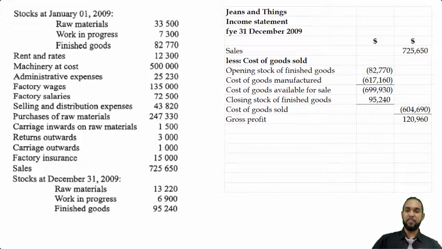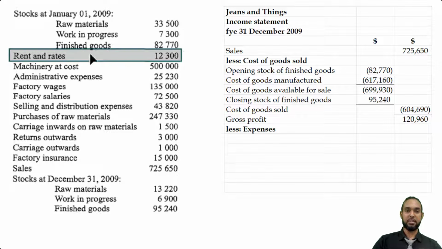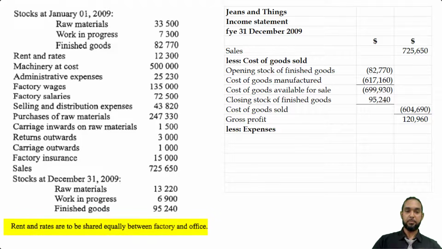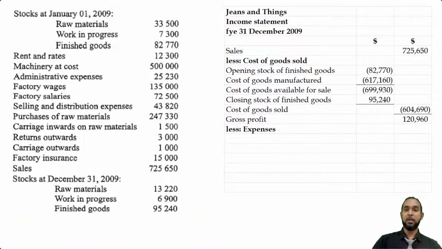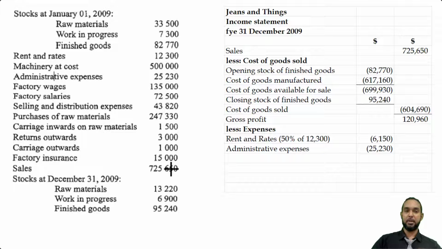Now we had no other revenues, so we can go straight to subtracting expenses. First one up was rent and rates, 12,003. But don't forget, they told us in the additional information that rent and rates to be shared equally between factory and office. So again, we're going to divide 12,003 by 2 to get 6,150. Next up, I'm seeing admin expenses, 25,230. So we're going to put that there as well.